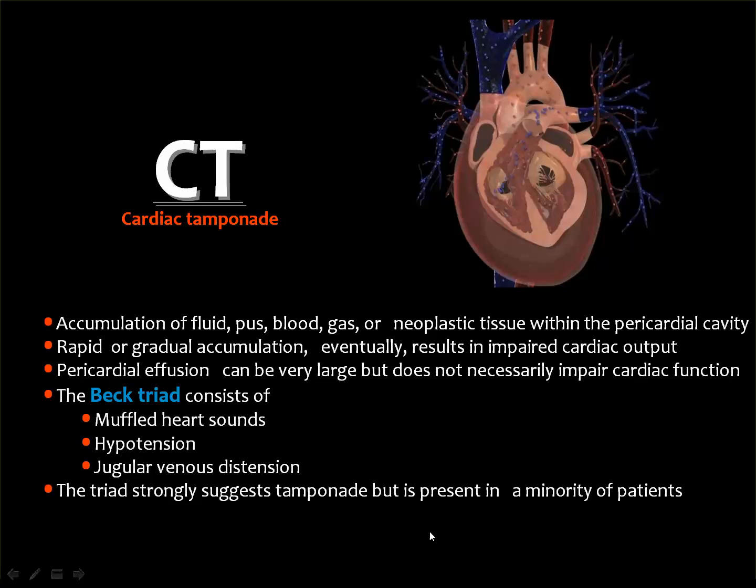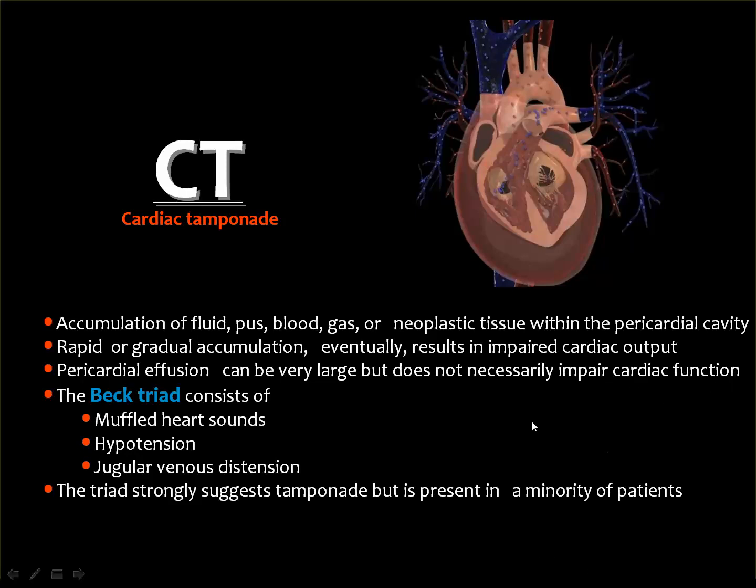Finally, we came to the cardiac tamponade, which means that there is limitation or restriction of the cardiac activity due to the presence of fluids or pus or blood or gas or neoplastic tissue within the pericardial cavity. Rapid or gradual accumulation will impair the cardiac output, and pericardial effusion may be very large but does not necessarily impair the cardiac function.